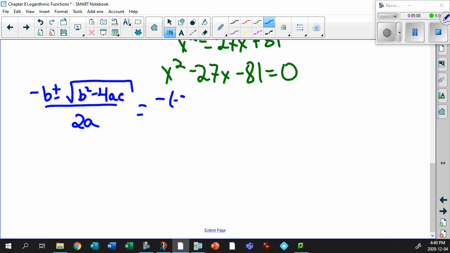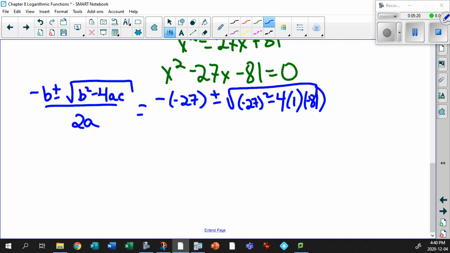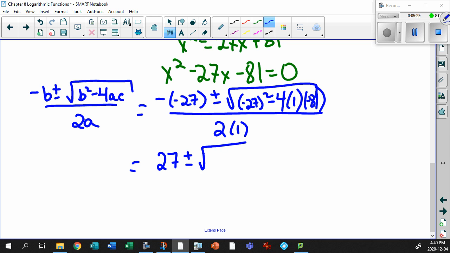Minus b, that's minus minus 27, plus or minus the square root of b squared. That's minus 27 squared, okay, minus 4 times 1 times minus 81. That's all going to be over 2 times 1. This works out to be some really interesting looking numbers. This is 27 plus or minus the square root, and I've done this for you to save some time, 1053, over 2. Now, you've got two situations here where you can add and where you can subtract.